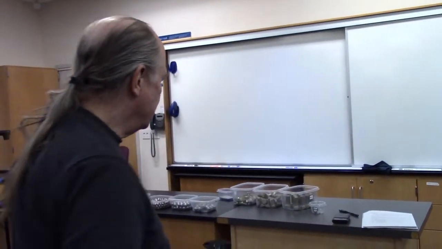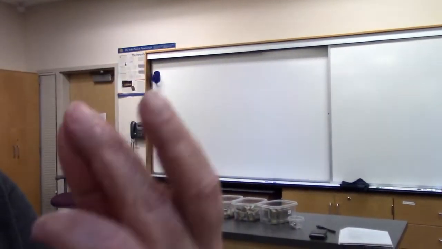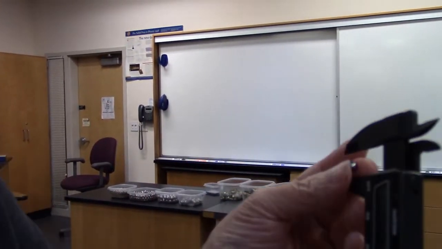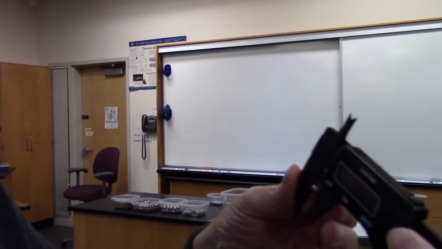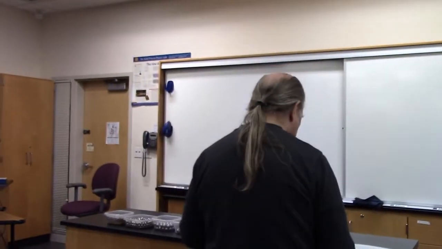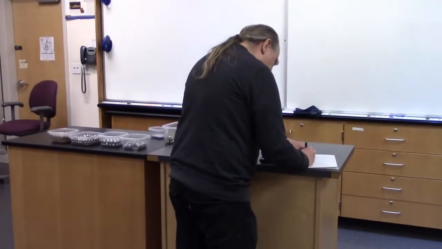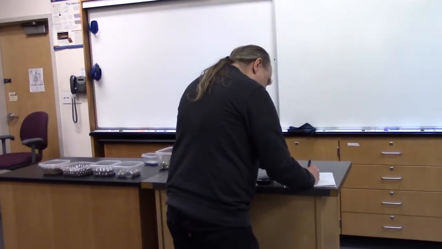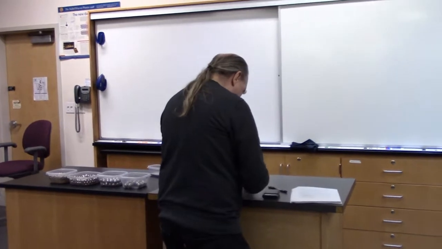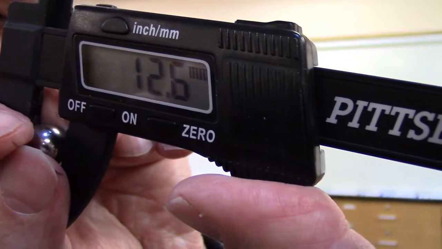Okay, so let's do this again, this time with properly calibrated calipers. Again, taking my smallest ball bearing, now I get a measurement of 6.3. I think that's better. Okay, so I got 6.3 there. Now my next one is going to be 12.6.